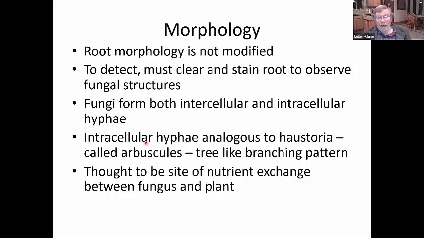And the intracellular hyphae, the ones inside the cells, no, you don't need to worry about that, but they're called arbuscules, which means that they have a tree-like branching pattern. They're like little trees stuck inside these plant cells. And this is where they think that the nutrient exchange occurs between the fungus and the plant. Haustoria basically are modified hyphae from plant pathogens that suck the juice out of plants.